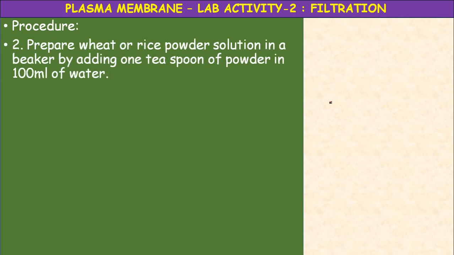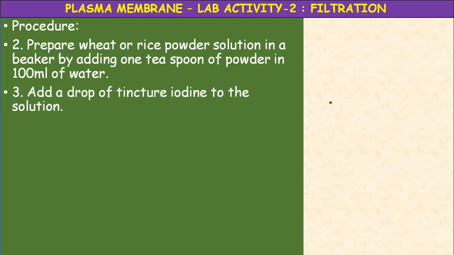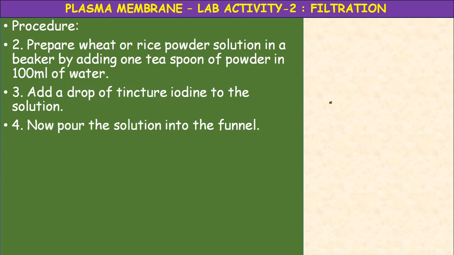So the second step in the procedure: prepare a wheat or rice powder solution in a beaker by adding 1 teaspoon of powder in 100 ml of water. Add a drop of tincture iodine to the solution. Here, as we have made a starch solution, when you add tincture iodine, it turns blue in color.